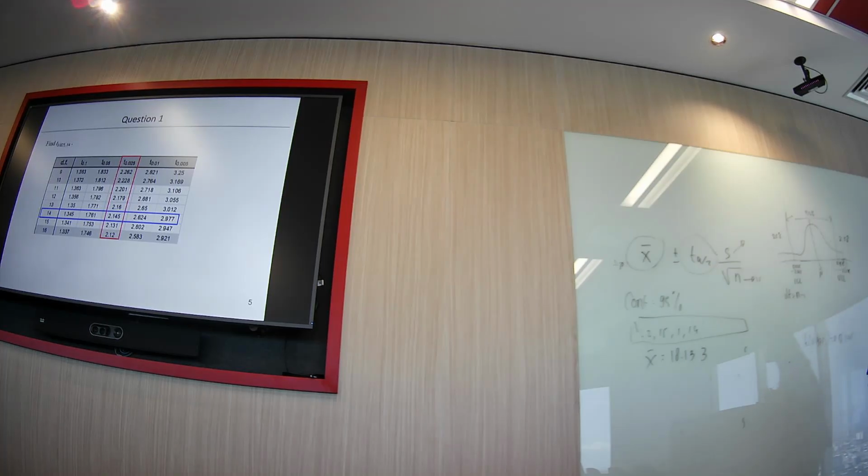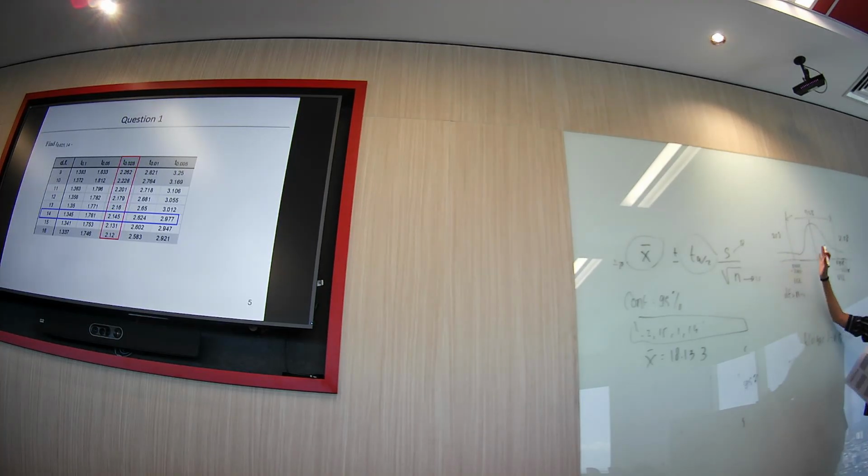Why is the one that we use 0.025? Because the confidence interval is 95%. 95% of the data will be here. If I divide it, this is the lower limit, so this is 2.5%, right? This one plus this one will be 5%. So yeah, it will be that.